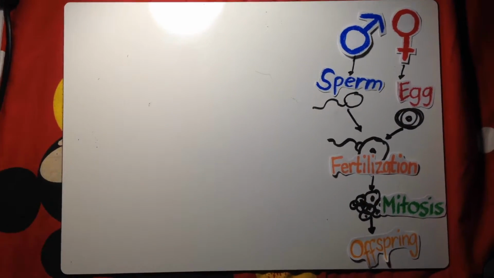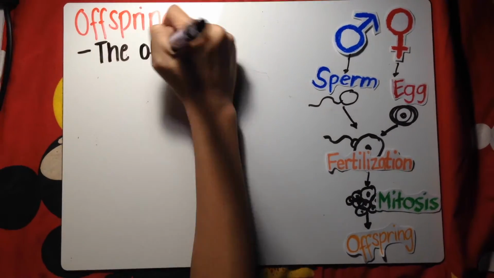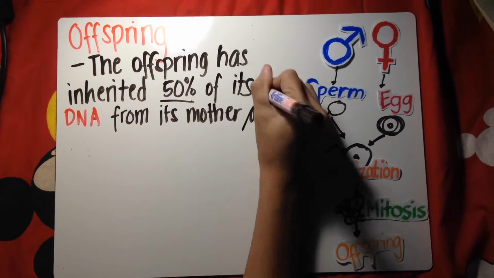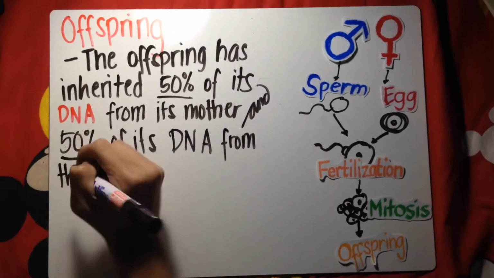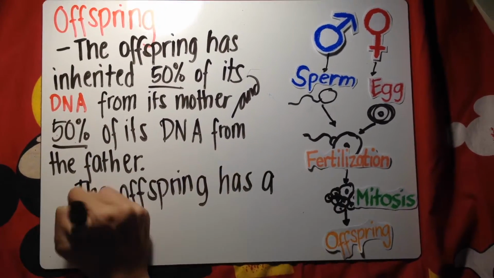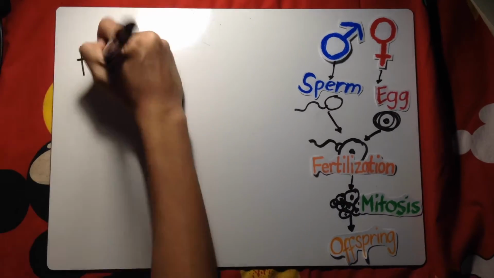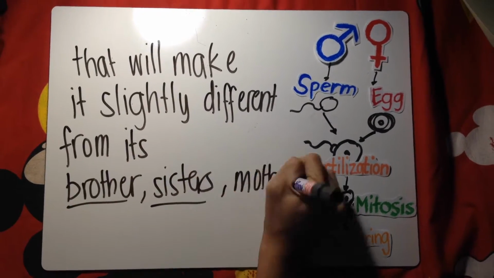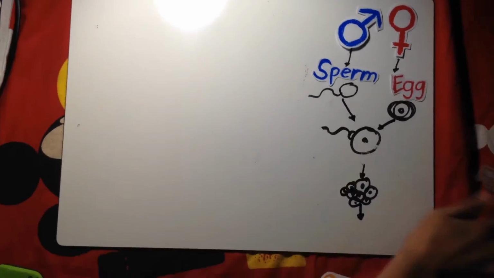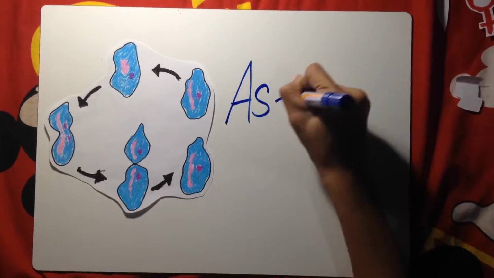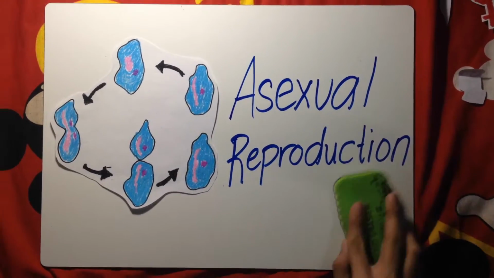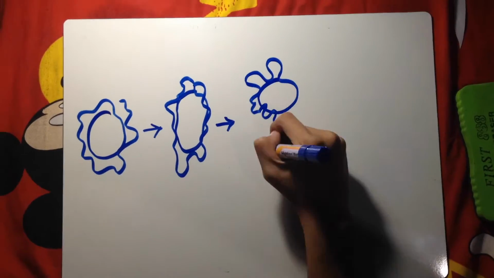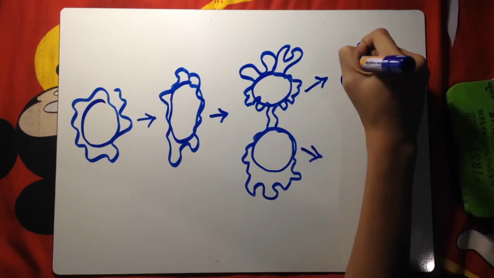Offspring. An offspring is that one cell that has cells, tissues, organs, and organ systems. It has 50% of DNA from its mother and its father. This offspring has a random mix of genes that make it slightly different from its brother, sister, mother, and father. Reproduction acts as a vehicle of organic evolution by transmitting advantageous variations to the offspring.